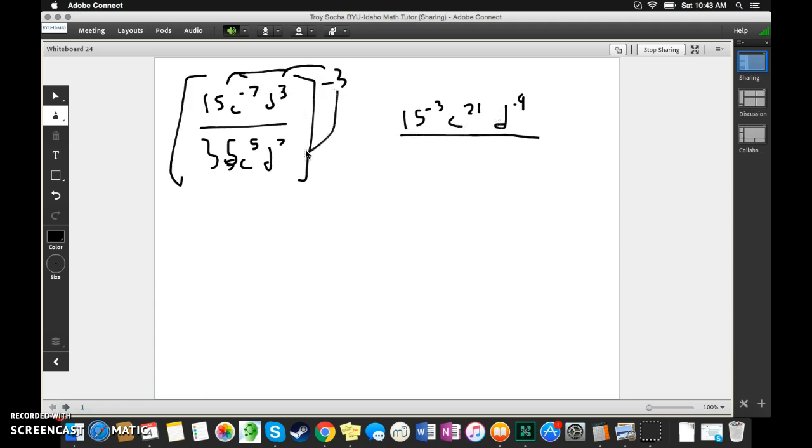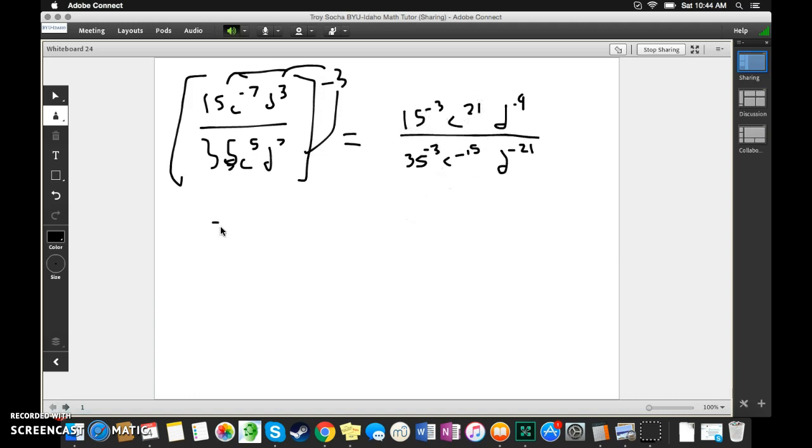Now we have to do the same thing to the bottom. So that becomes 35 to the -3, c to the -15, and d to the -21. So now we have to deal with our negative exponents. Now that we have solved this down to that, after applying our distributive property with exponents, our multiplication property, we are going to now get rid of our negative exponents.